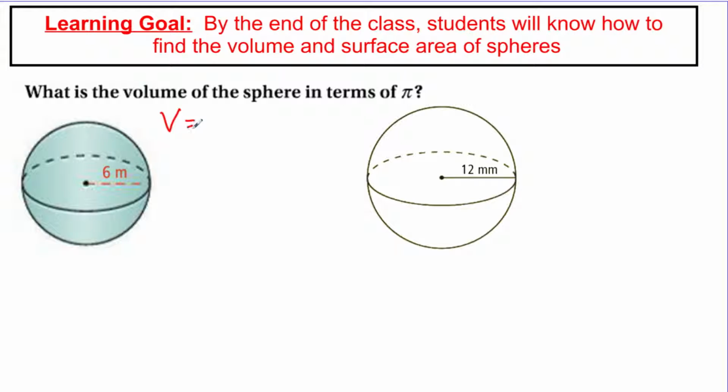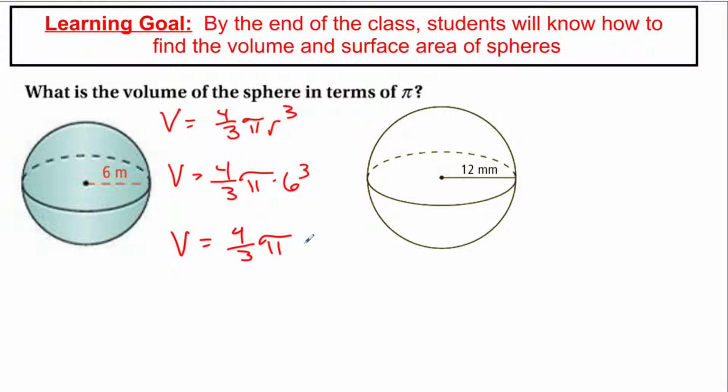So the volume for spheres is 4/3 pi r cubed, and r in this case, they are giving directly to us, is 6, so we'll say 4/3 pi times 6 cubed. Well, 6 cubed is 6 times 6 times 6, which is 216. So I have to do 4/3 of 216.